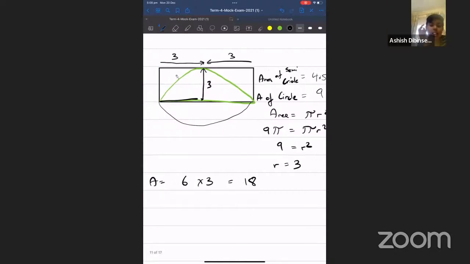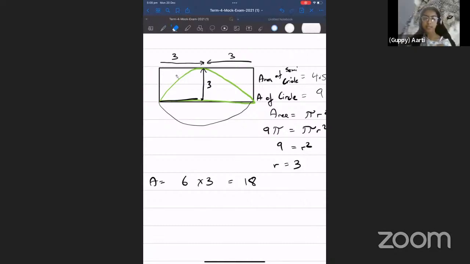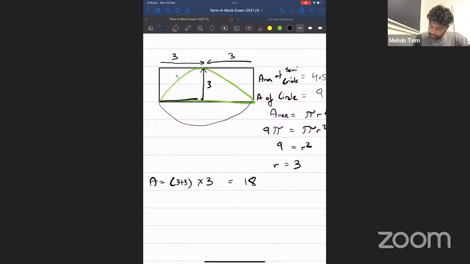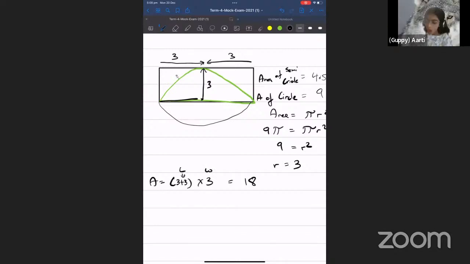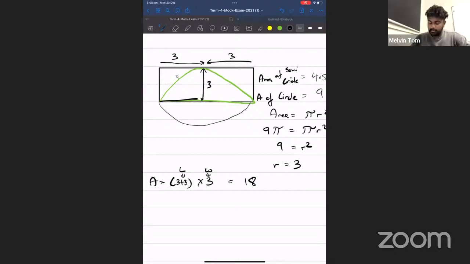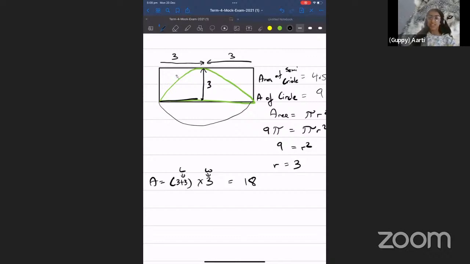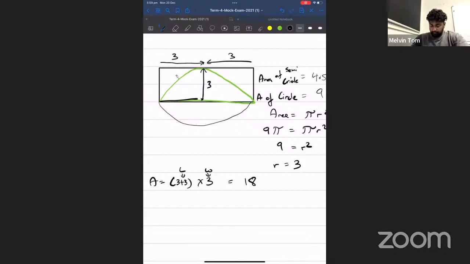Isn't the 6 the 2 3s? That makes much more sense. So in this diagram, we can see that the height is a radius, which is 3. And the length is 1 radius and another radius, which is 3 and 3, which is equal to 6.